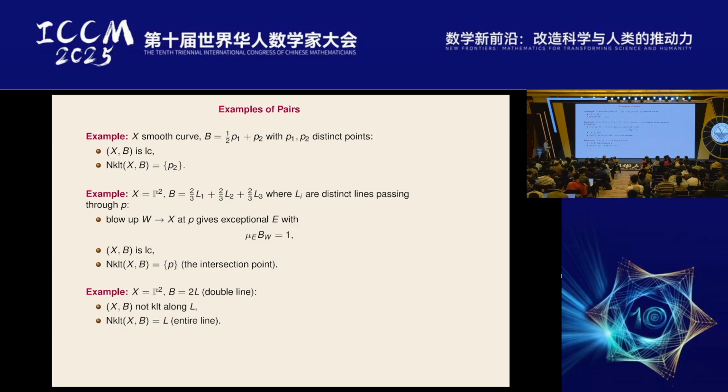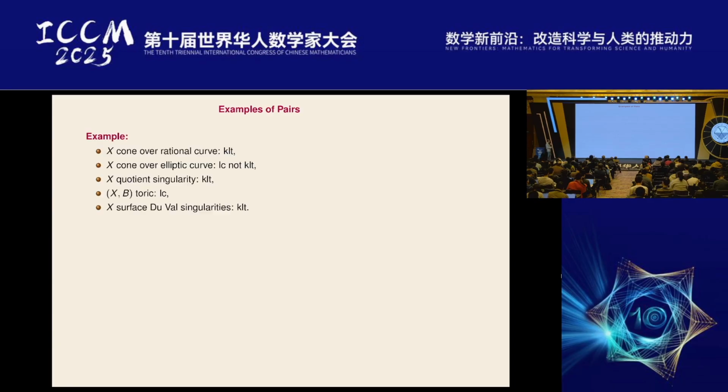Okay, sticking with the same space, P2, I could take my boundary to be 2 times a line, a double line. This time, my pair is not KLT because some coefficient is more than 1, and its non-KLT locus is precisely that line. Outside the line, everything is even smooth and nice, but it's only along that line that you have bad singularities. Okay, so these are very basic and elementary examples, but we can, just for the sake of completeness, look at more complicated examples.